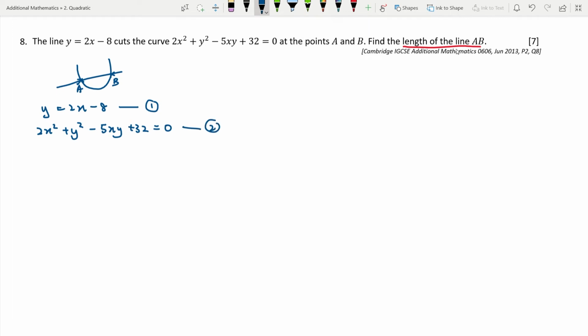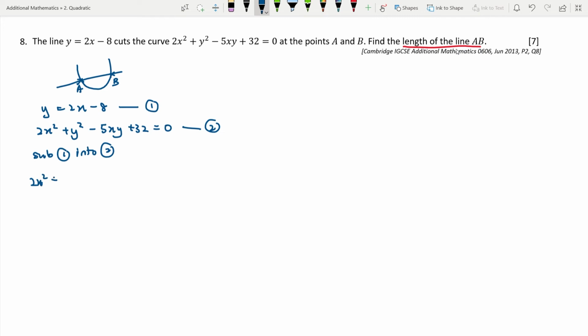Recall what we have learned in 2.2, roots of quadratic equation. We need to solve these two simultaneous equations to obtain the intersection points. We will use the substitution method to solve this question. Substitute equation 1 into equation 2.